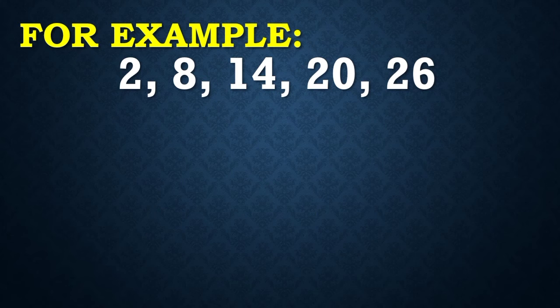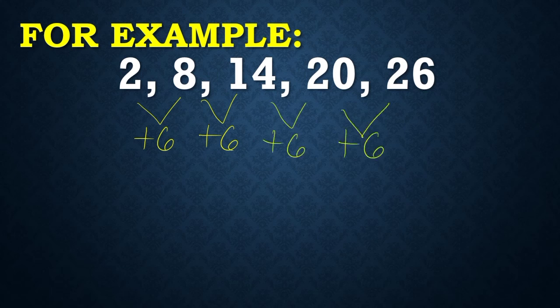So what must be added to 2 to get 8? That is 6. To get 14, 6. To get 20, plus 6. And then 20 plus 6, 26. Okay, so may common difference sila na 6. So therefore, this is an arithmetic sequence. Now, how will we identify the arithmetic mean or arithmetic means? So, yung 2 tsaka 14, anong arithmetic mean nila?